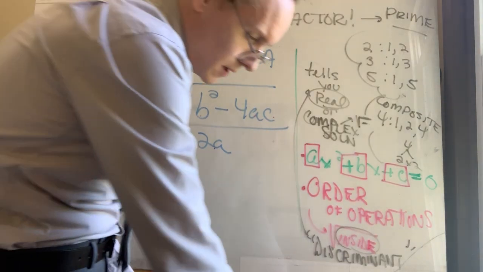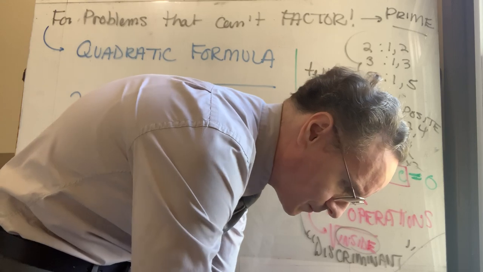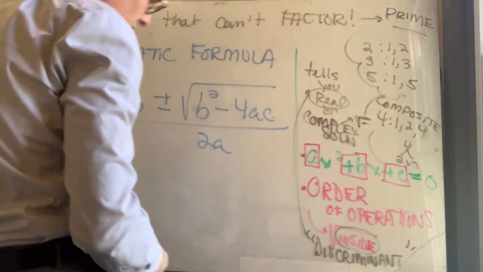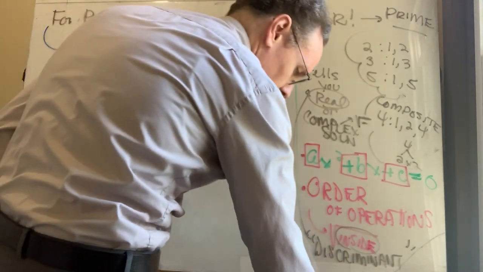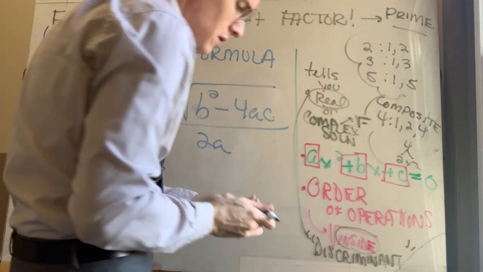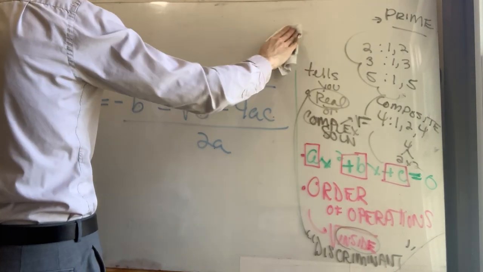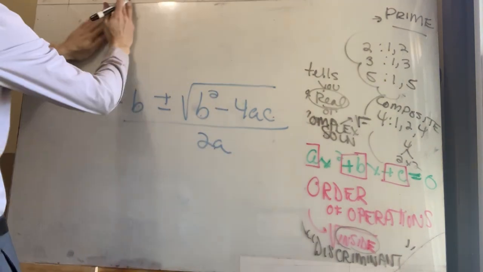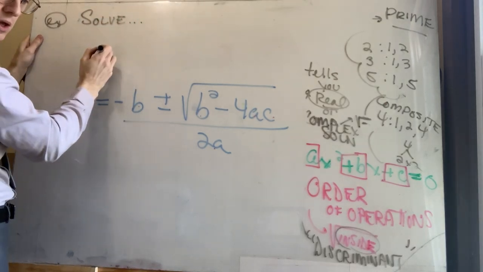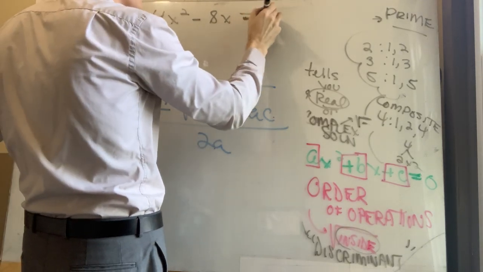All right, here's an example of something that you could do right off the bat. This would be kind of the worst case scenario. Suppose you were asked to solve this example: 4x squared minus 8x equals negative 1.